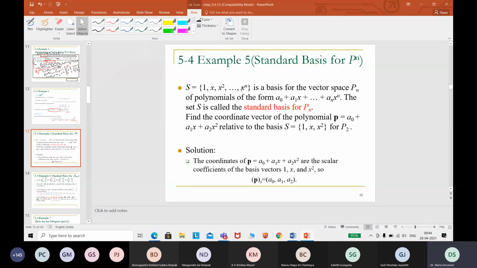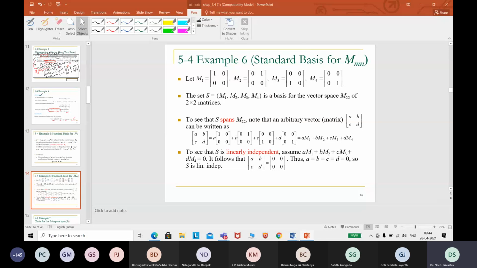You should remember this. This is also the standard basis for Mn. So you have M1, M2, M3, M4. All these are the basis for the vector space M22 of 2 cross 2 matrices. To see that S spans M22, note that an arbitrary matrix A, B, C, D can be written as a linear combination of these. They are linearly independent, we know already.